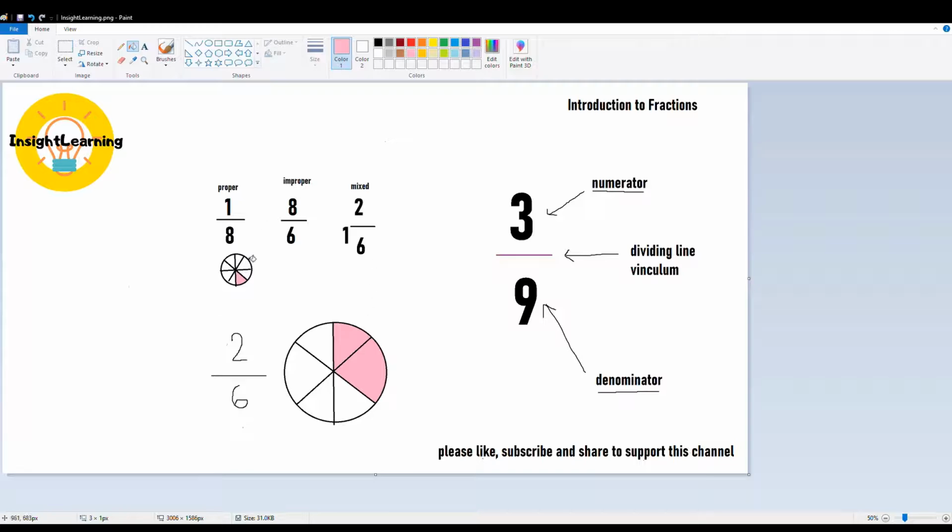Now I've got an improper fraction. An improper fraction is when the numerator is larger than the denominator. So 8 is the numerator, which is larger than the denominator, which is 6. So let's represent this. As 6 is the denominator, we have to split it into 6.